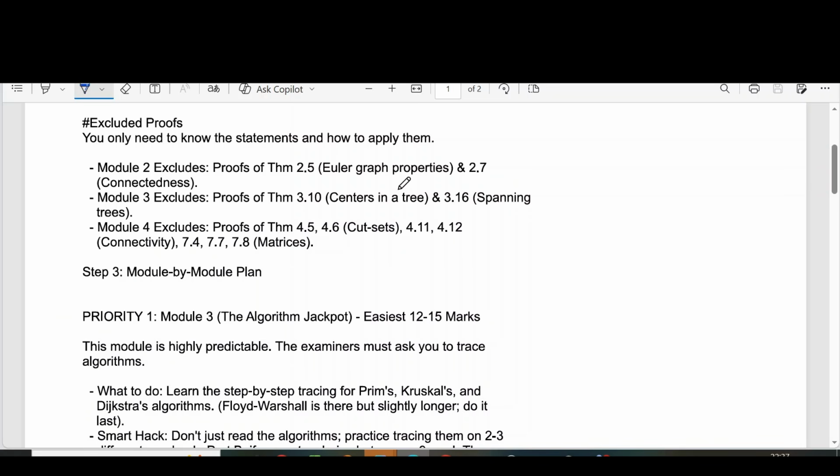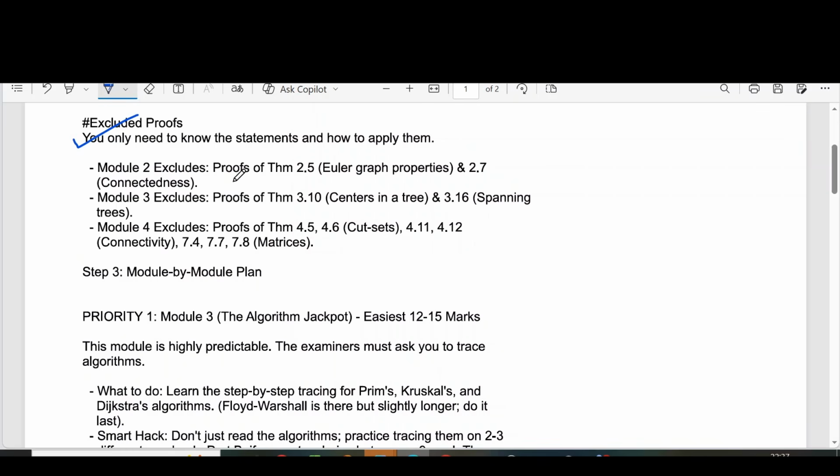I am going to discuss the past strategy for the subject Maths S4, Maths for Information Science. Previously, what I shared had some mistakes in the topics, so I am doing it again. First, we can see the excluded proofs.